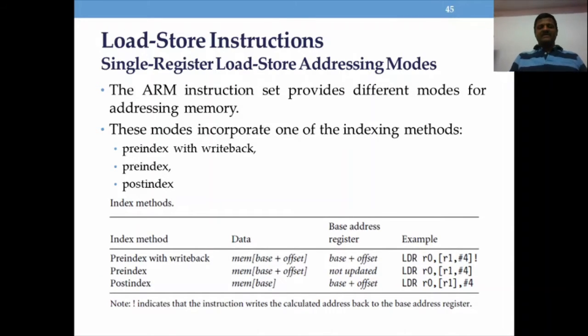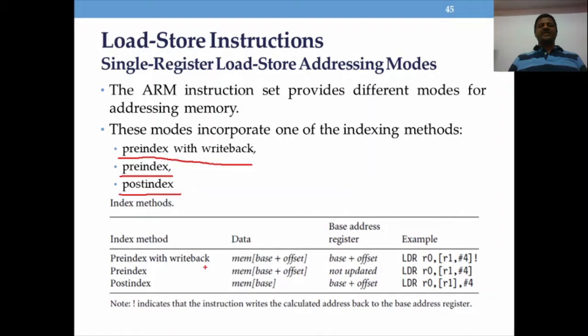Okay, so there are different indexing methods used to access any information. These indexing methods are applicable for both load and store instruction. The first one is pre-indexing with write back. Second one is pre-indexing only. Then the last one is the post-indexing method. Here in the table, it shows the functionality of these three indexing methods, or the way the pointer gets incremented, and when it should be incremented. That is defined by these three indexing methods.